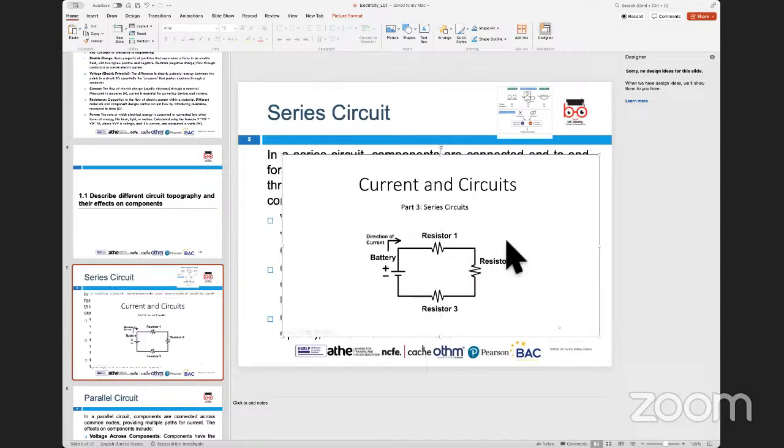In a series circuit, components are connected one after the other in a single path. Current flows through each of the components sequentially. That is the important part in terms of series circuits: there is only one path for the current. So in this case, from the battery the current would flow to resistor 1, then resistor 2, resistor 3, and then come into the negative side of the battery. It flows from positive to negative.